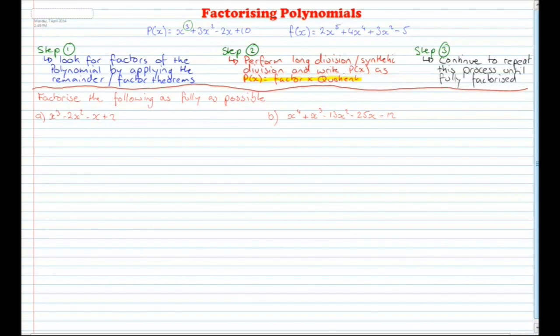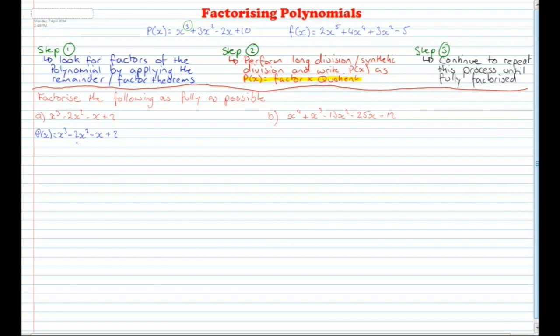That is for part A, x cubed minus 2x squared minus x plus 2, and for part B, x to the power of 4 plus x cubed minus 13x squared minus 25x minus 12. Alright, so for part A, let's go through and actually define the polynomial first of all. So we're going to call this p of x is equal to x cubed minus 2x squared minus x plus 2. Now in step 1 it says look for factors of the polynomial by applying the remainder slash factor theorems.